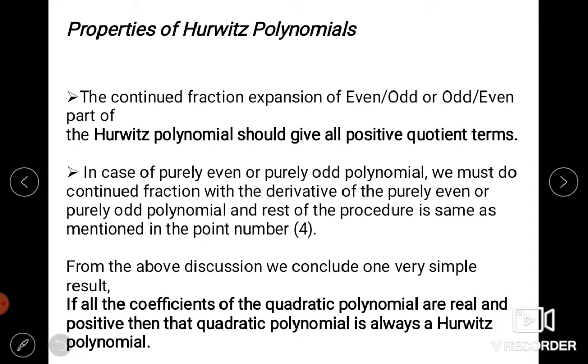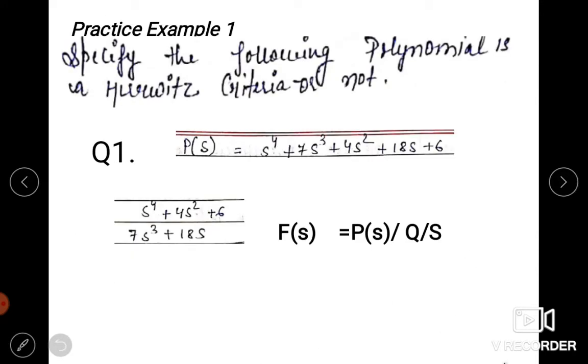So what does this mean? These are the conditions, or some properties of the polynomial. From the above, we conclude a very simple result: if all the coefficients of the quadratic polynomial are real and positive, then the quadratic polynomial is always a Hurwitz polynomial.